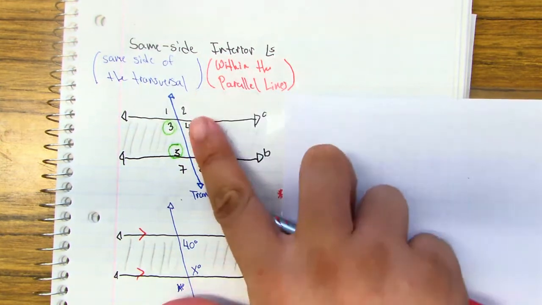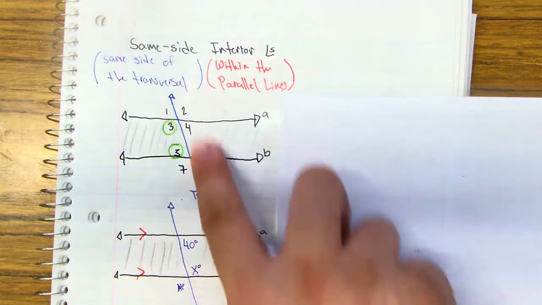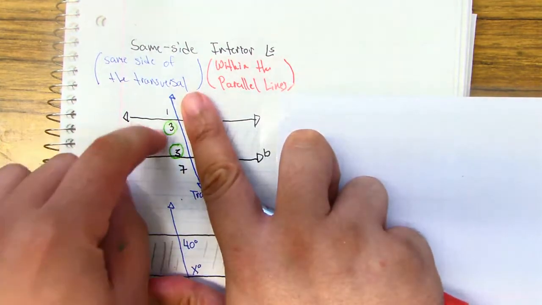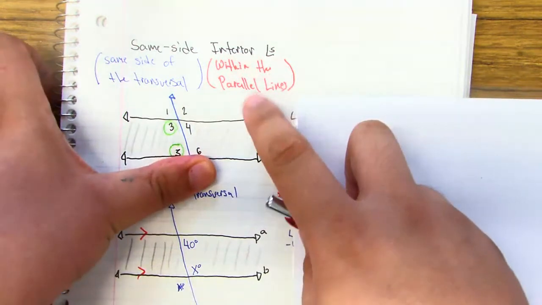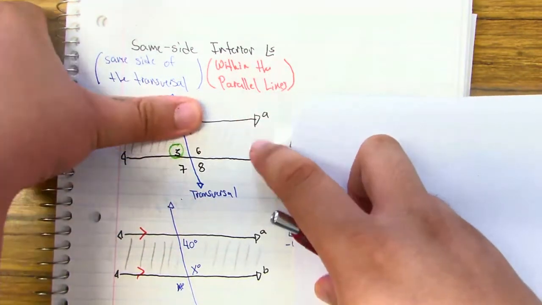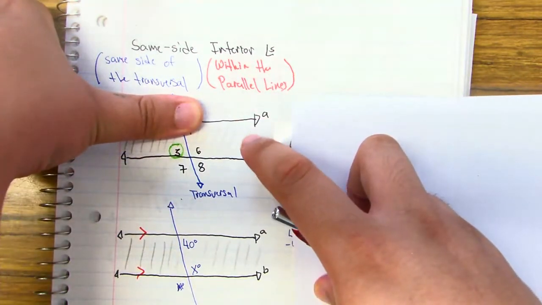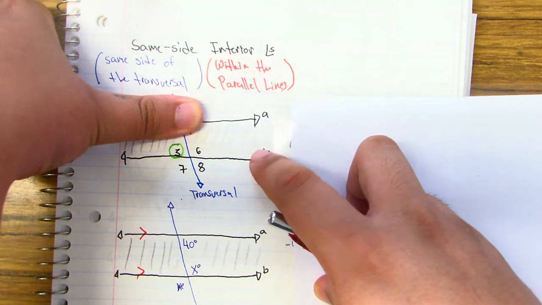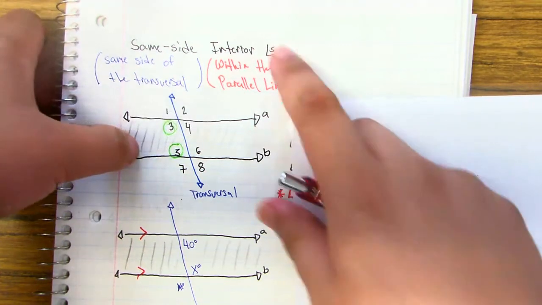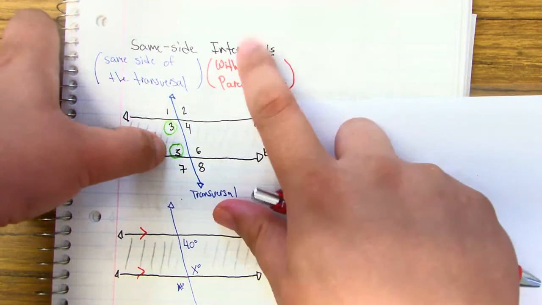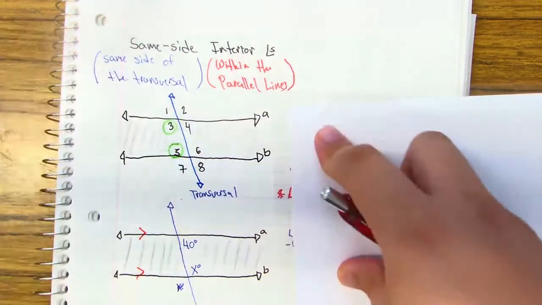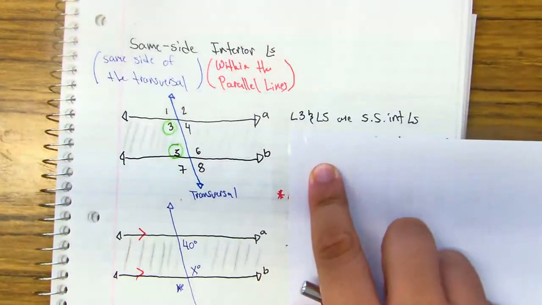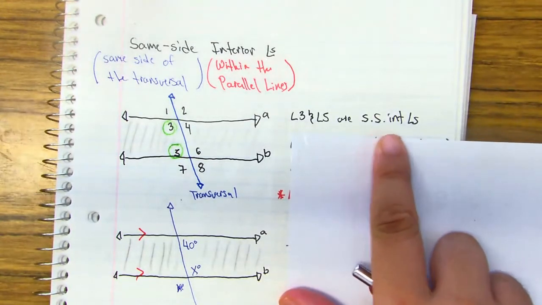Why? Because if you look at the transversal line, the blue line here, 3 and 5 are both on the left side. 3 is on the left side of parallel A, and 5 is on the left side of parallel B. And here, I chose 3 and 5 because they're inside of the parallel lines. So I know that 3 and 5 are same side or SS interior angles.